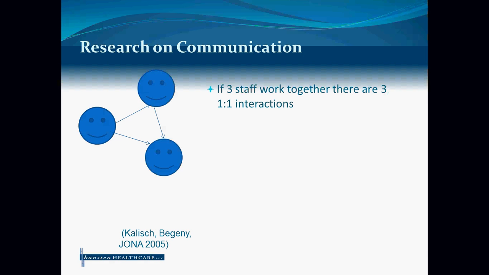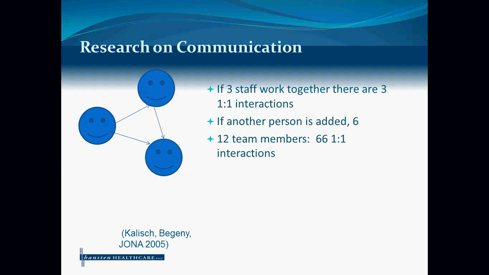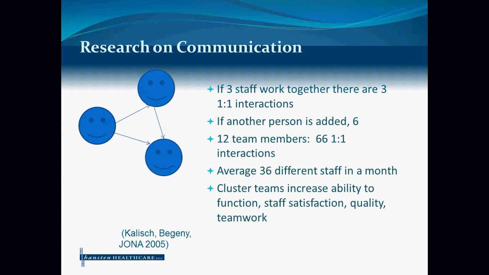Communication and the number of people to communicate with is an important factor as well. If 3 people are working together, there are 3 one-to-one interactions when you're trying to share information. If another person is added, there are 6. If there are 12 team members, you can have 66 one-to-one interactions. And this study in 2005 showed that nurses on a med-surg area would work with an average of 36 different people in a month. And that is very difficult.